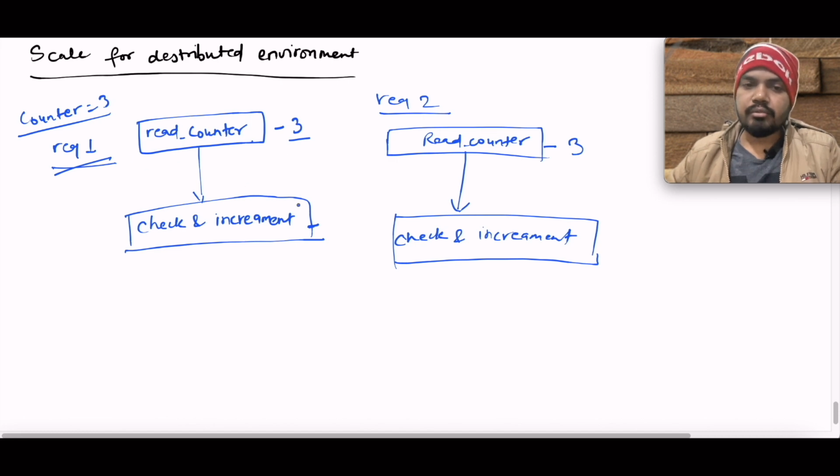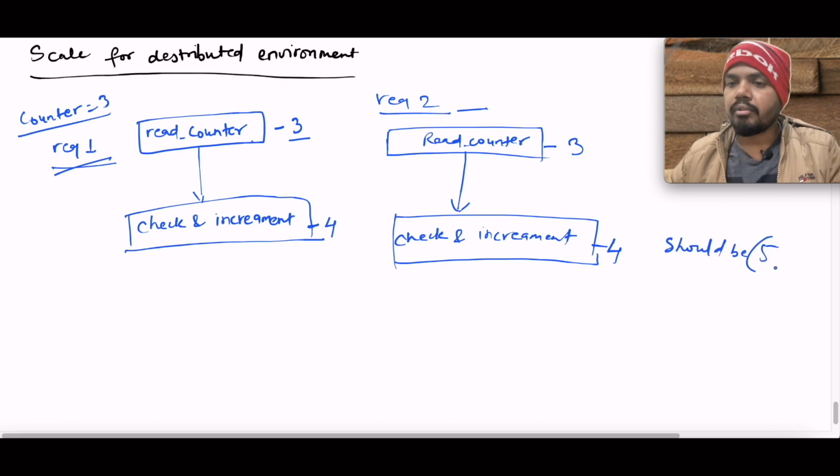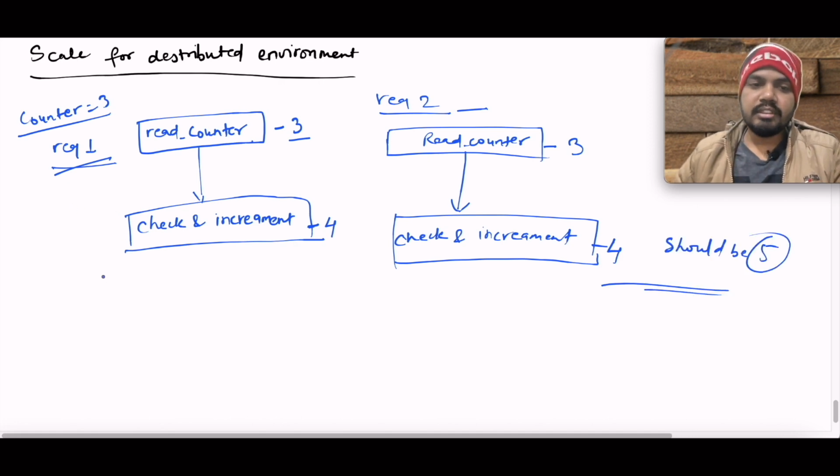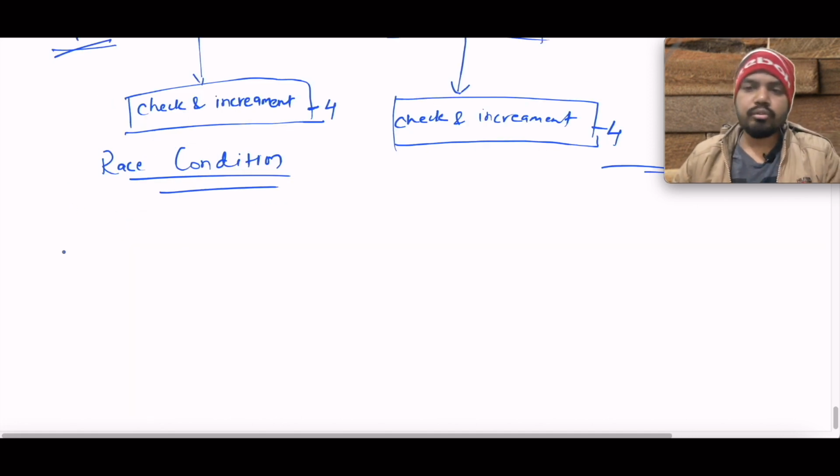Then after request 1, update the counter into the Redis, which will be 4. After that, request 2 will update the counter to the Redis, which will be 4. But it should be 5. So this is the issue. So this is the race condition. So we have a solution to fix this problem.